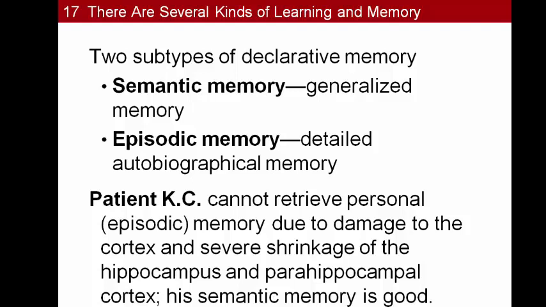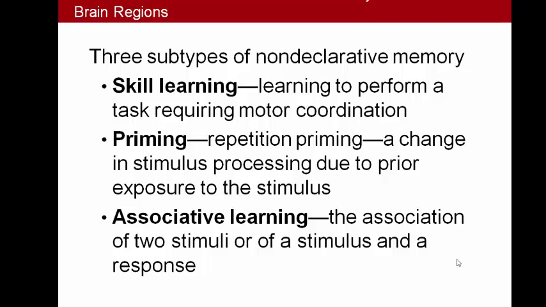So this is also showing us then that declarative memory is stored in different places depending on whether it's semantic or episodic memory, because here's an individual that maintained his semantic memory but lost his episodic memory. So it talks about he had damage to the cortex, so that could be somewhat similar to individuals who have Korsakoff syndrome, but then also having damage to the hippocampus and the parahippocampal cortex, so the cortex that is around his hippocampus. So you're going to be hearing about hippocampus a lot in this lecture.